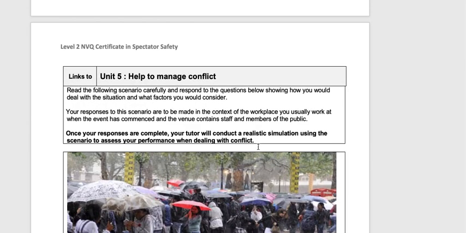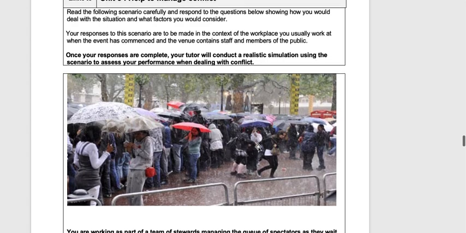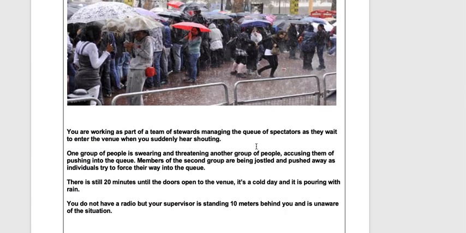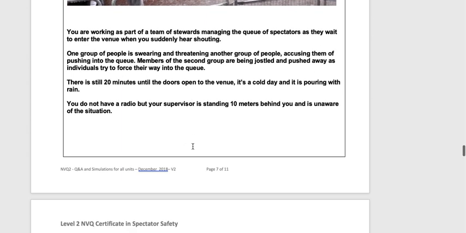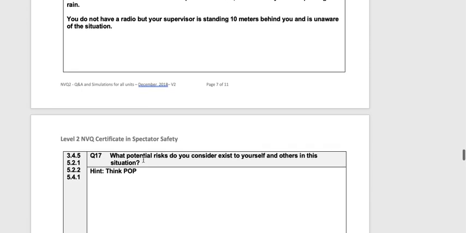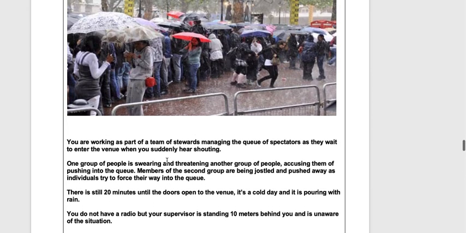Okay. Now, last but by no means least, for this unit, we have here again another scenario-based question, which obviously we're going to be looking at. Remember, on the first unit, when this comes up, you have to answer this based upon what that scenario is all about. So again, you need to read this narrative, and then answer the questions based on the knowledge, and also relevant to that. So, for example, what potential risk do you consider existing to yourself and others in this situation? Well, in this situation, a little bit of a fracas, if you like, happens in the queue.